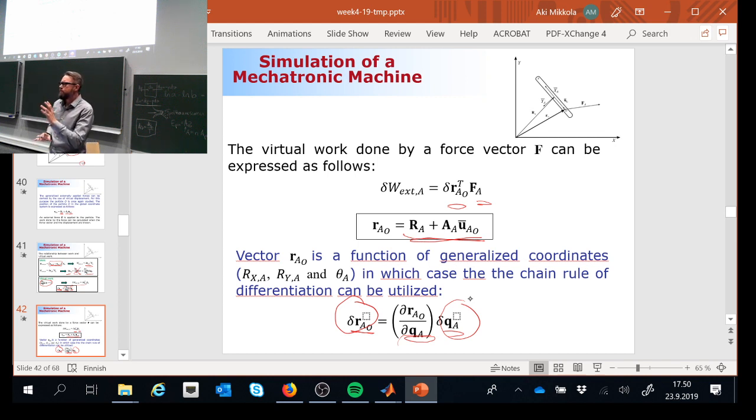And you do not need to be afraid of partial operation because we already did that in case of Jacobian matrix. Remember the Jacobian matrix was all about the partial operations. It was a partial operation of constraints with respect to generalized coordinates. Now the only difference is that instead of using constraints here, we're using the position where the force is applying. That's it.